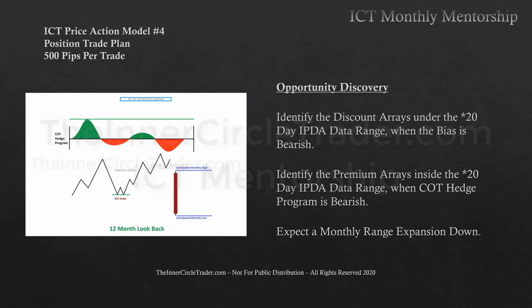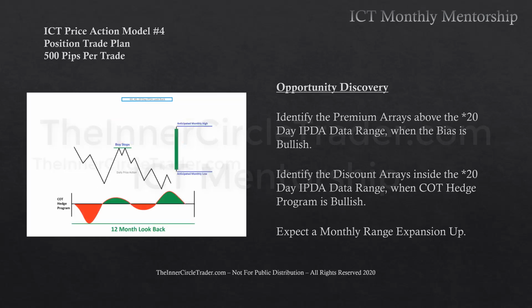You're going to identify the discount arrays under the IPTA data range of 20, 40, and 60 when the bias is bearish, and you're going to identify the premium arrays inside the 20, 40, and 60-day IPTA data range when the COT hedge program is bearish. Expect a monthly range expansion down. You're going to identify the premium arrays above the 20, 40, and 60-day IPTA data range when the bias is bullish, identifying the discount arrays inside of the 20, 40, and 60-day IPTA data range when the COT hedge program is bullish. Expect a monthly range expansion up.